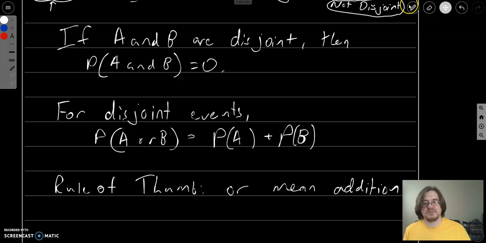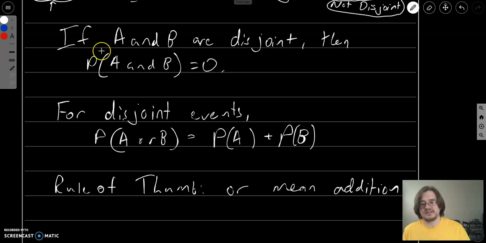So one thing that happens is if A and B are disjoint, that means they can't happen at the same time. So the probability that A occurs and B occurs at the same time, well, that's 0, since it can't happen. Probability 0 implies something is impossible.